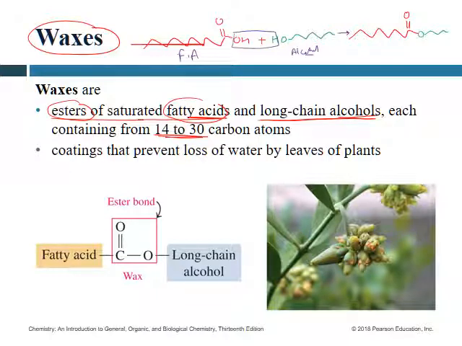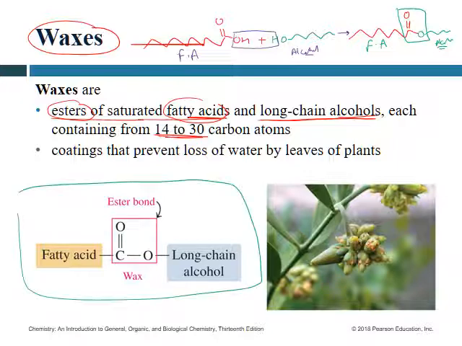So this is an ester, right? Over here you have fatty acid, other side you have alcohol. So this is a wax. If you can see this structure, you have fatty acid, the same thing that I drew over here. Then you have an ester bond, or ester group, and this is the ester linkage, and you have long chain alcohol.